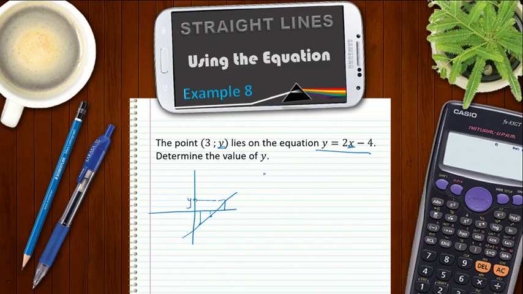So all I'm going to do, where my equation is y equals 2x minus 4, is take my given x value and put it into my equation. So y is equal to 2 times 3 minus 4, which is equal to 6 minus 4, and that gives me 2. So that means it actually lies somewhere over here, where that point is (3, 2). So therefore, y is equal to 2.